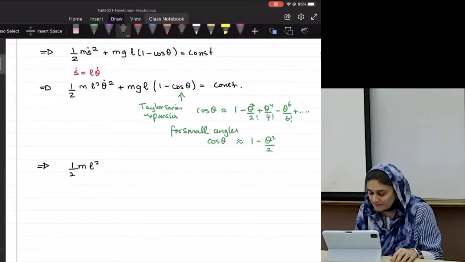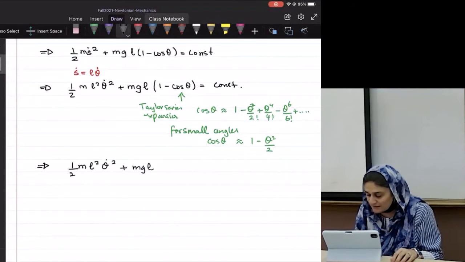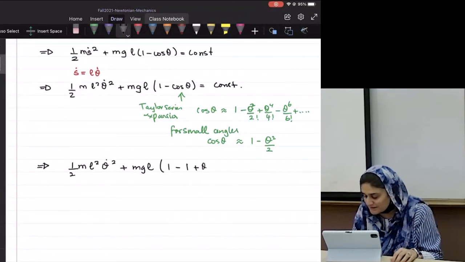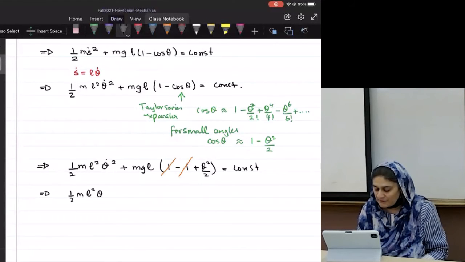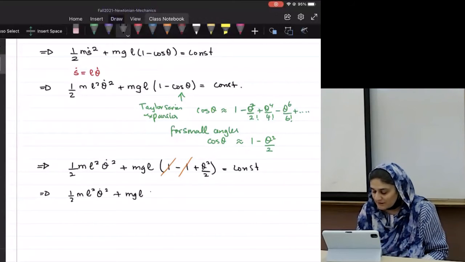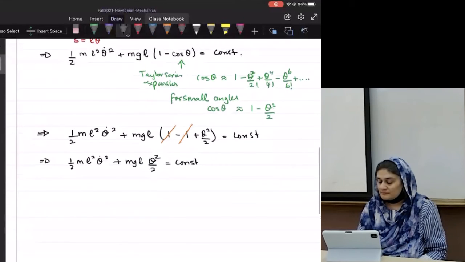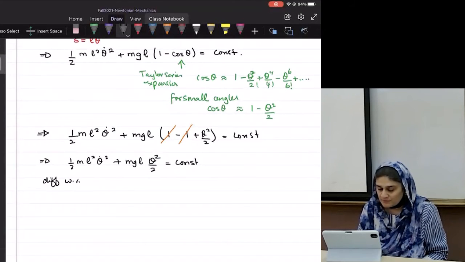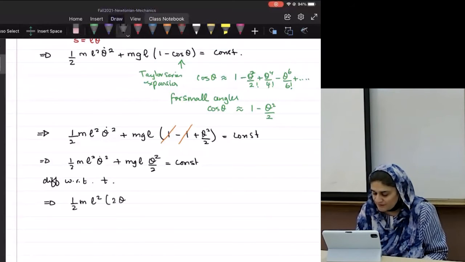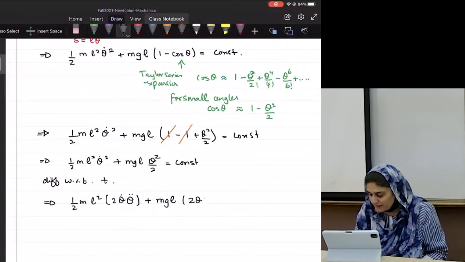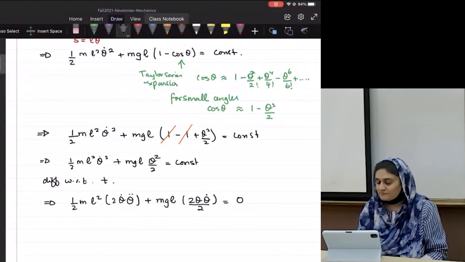So I can plug this in here, right? Plus mgL, what will I get? 1 minus 1 plus theta squared over 2. Cancel and cancel, which implies 1/2 m L squared theta dot squared plus mgL theta squared over 2 is a constant. Differentiate with respect to t, what will I get? 1/2 m L squared 2 theta dot theta double dot plus mgL 2 theta theta dot divided by 2 equals 0. This means I can cancel this 2 and this 2.